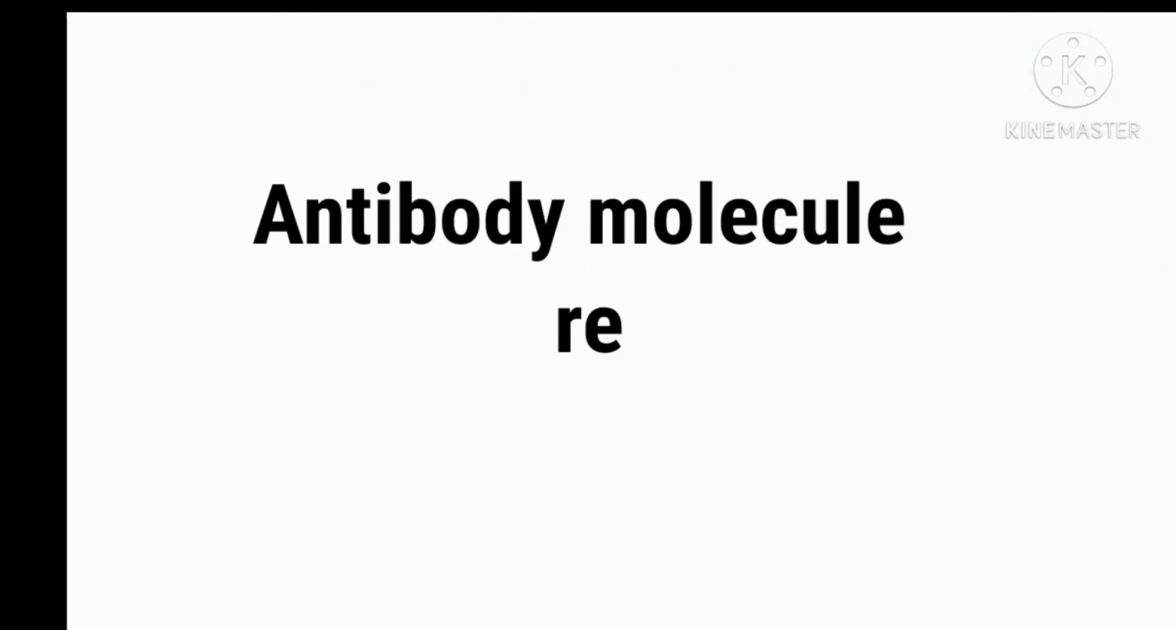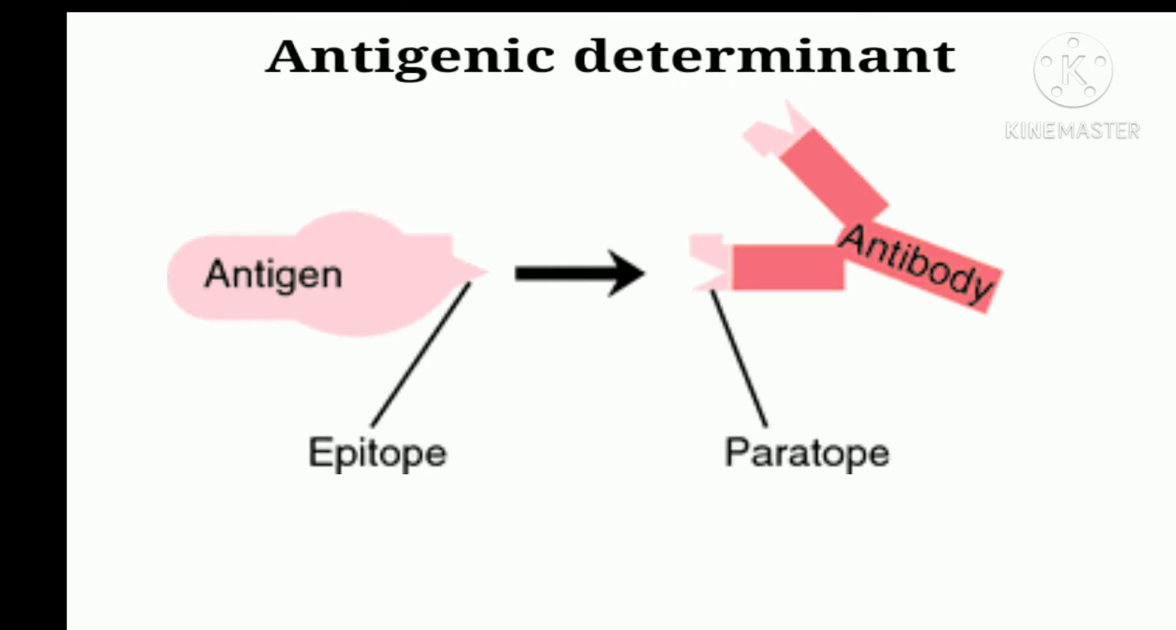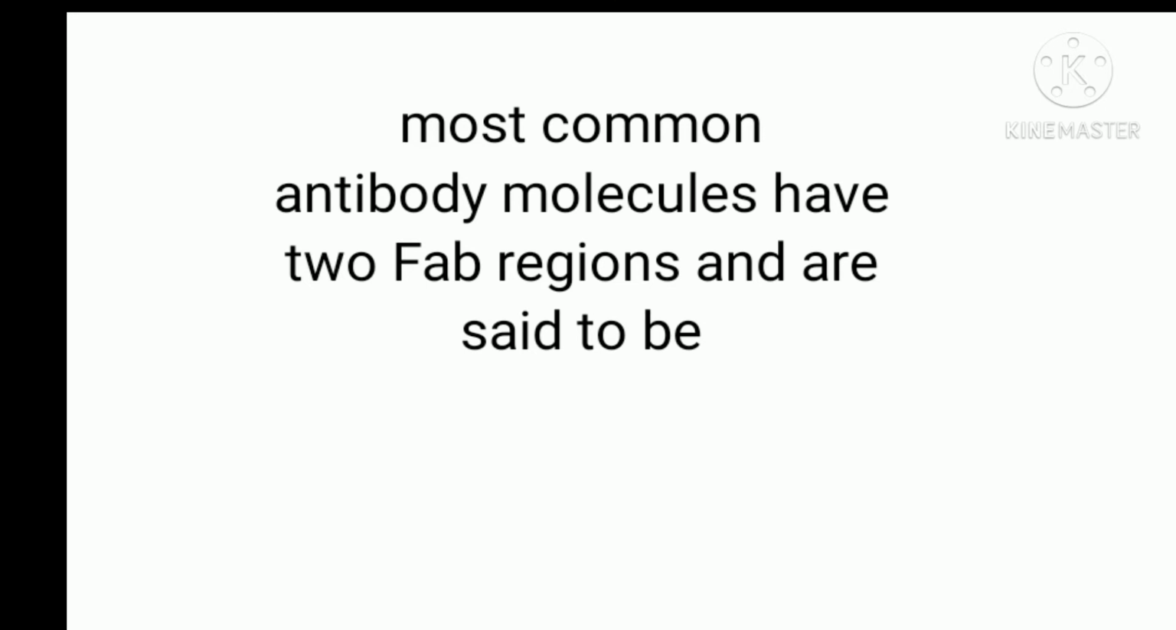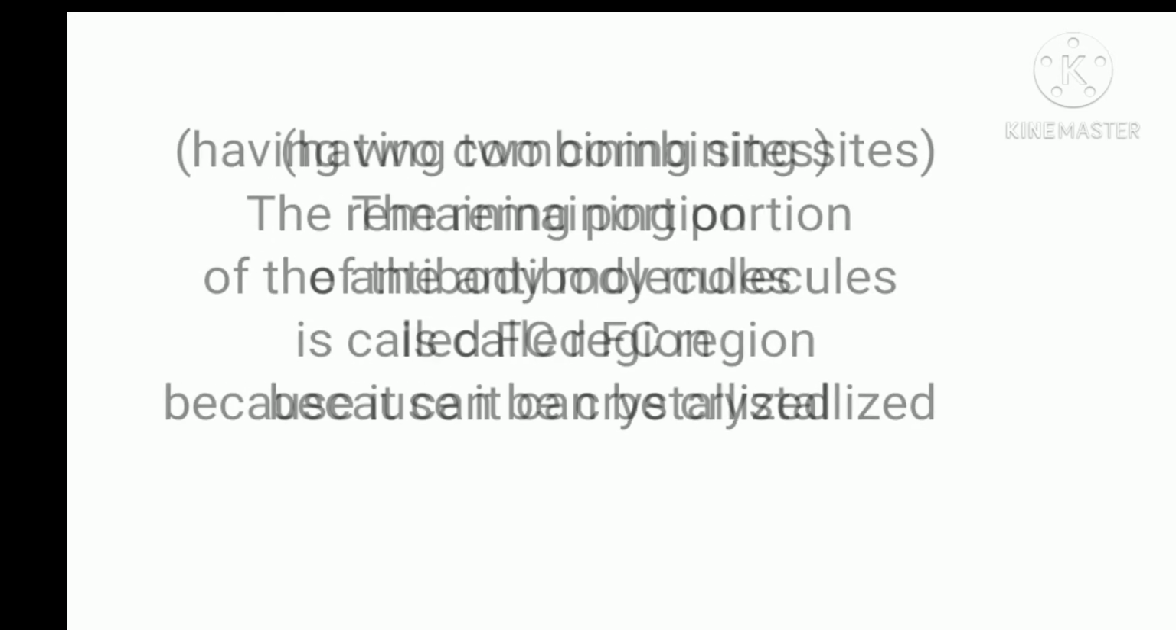This is where the antibody molecule reacts with the antigenic determinant that provoked its production. The combining site is known as the Fab region. The most common antibody molecules have 2 Fab regions and are said to be bivalent, having 2 combining sites. The remaining portion of the antibody molecule is called the Fc region because it can be crystallized.